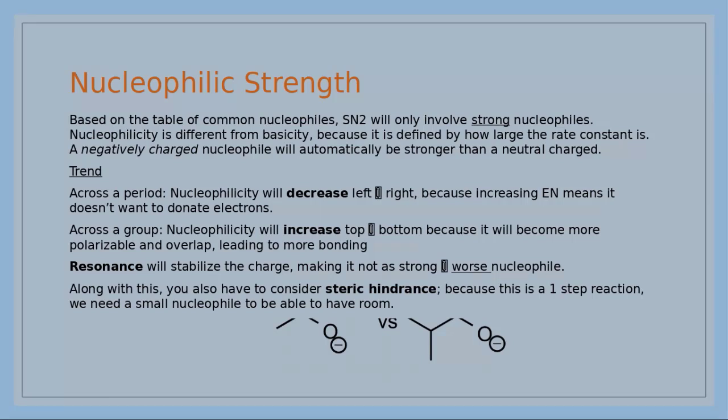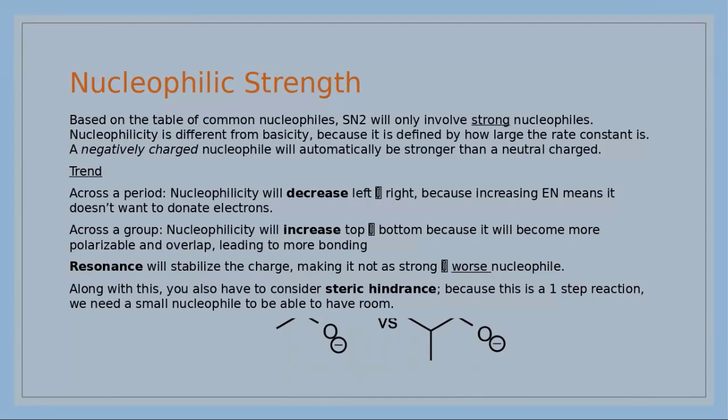So the first section is about nucleophilic strength. Based on the table of common nucleophiles, SN2 will only involve strong nucleophiles. I'm not sure, they might have given you the same table, but when I was taking OChem, there was this table that listed the strong nucleophiles, strong bases, weak nucleophiles, strong bases, like that. If they haven't given you that one, I'll see if I can find it when it's Tyler's session and put it in the chat. But SN2 will only involve strong nucleophiles.